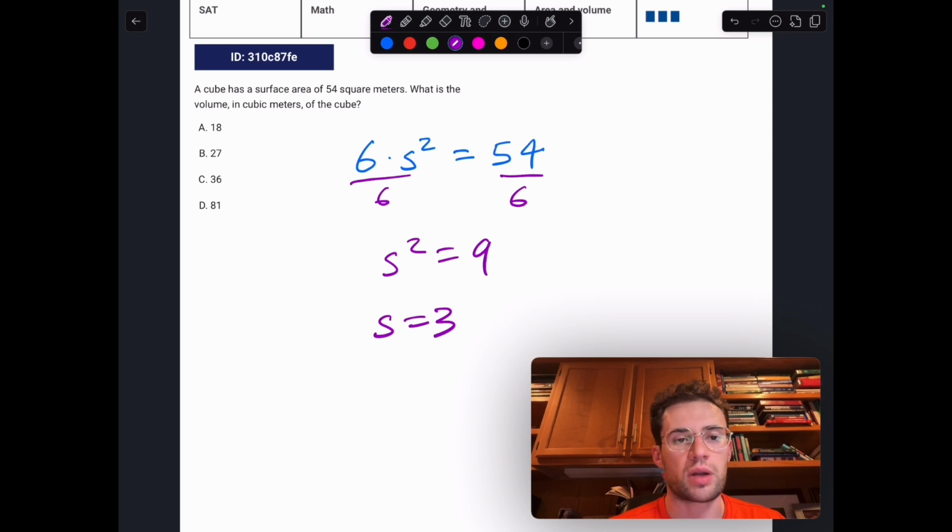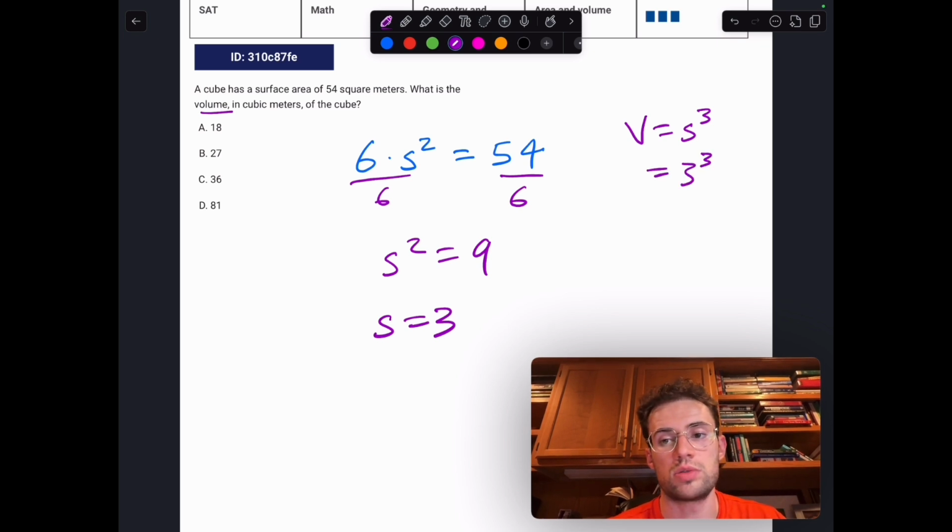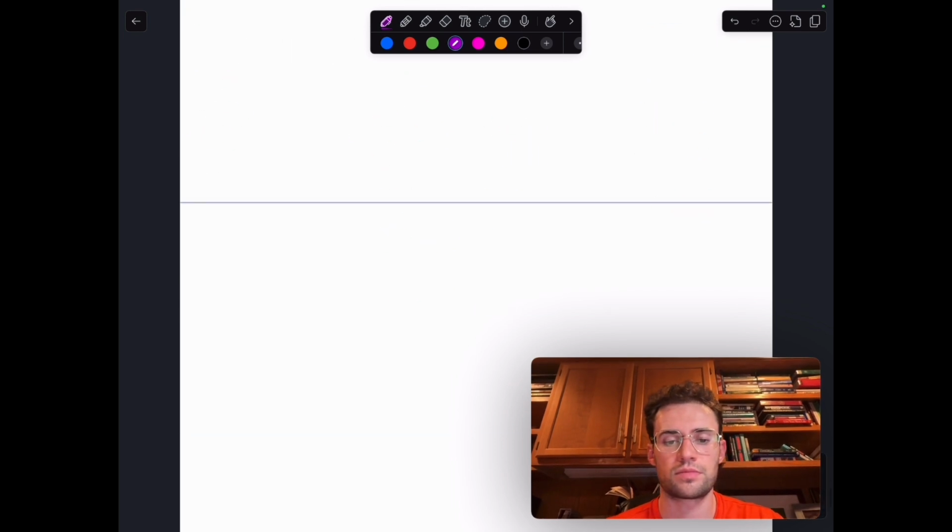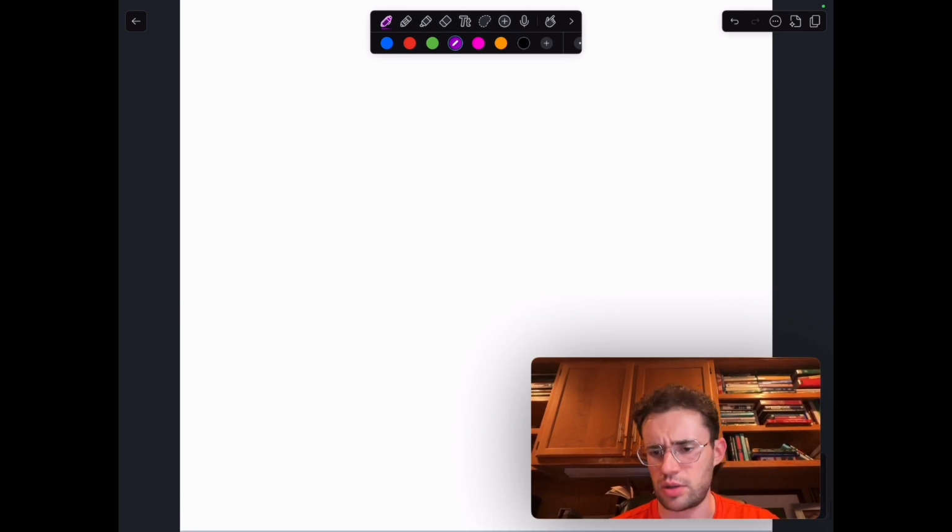So if our side is 3, the volume of a cube is just the side cubed, right? Because this side length is the length, the width, and the height. So that's equal to 3 cubed, which is equal to 27. And, oh, that's the last one.